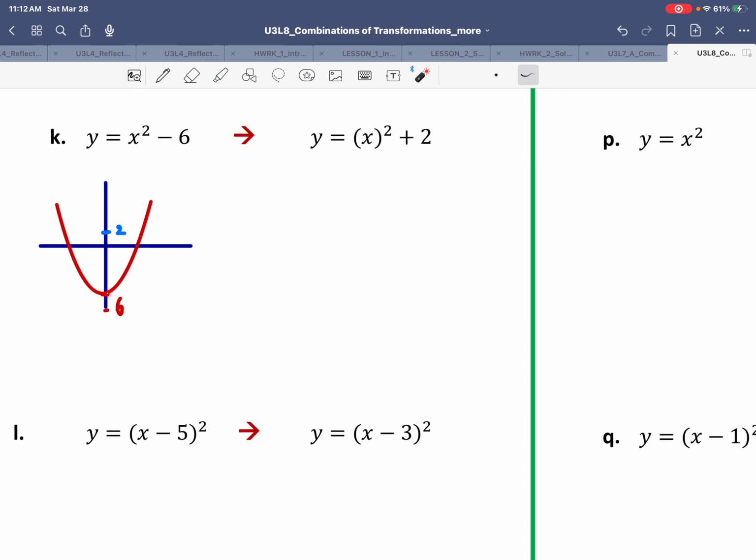So if the function goes from negative 6 to positive 2, no other transformations apply. It means that we will have to move this exact same parabola from negative 6 to 0, 6 units up, and then plus 2, 8 units up. So we're going to say that a vertical translation of 8 units up is needed.